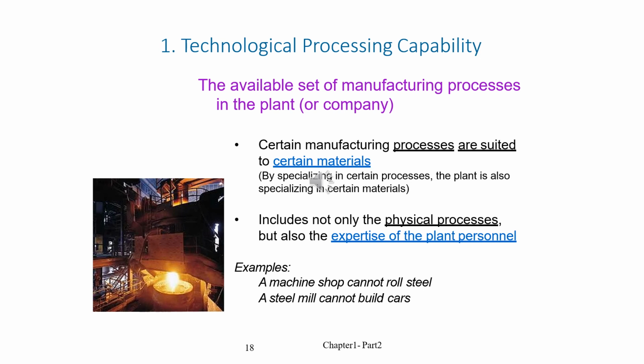So what are technological processing capabilities? It's a set of manufacturing processes in the plant or company. This includes skills, right? Also, processes are designed for certain materials, right? So when we needed ventilators, you can't just automatically turn a car factory into a ventilator factory. This is from the pandemic. It just wasn't suited for that, right? The materials are different, everything like that. They eventually converted, but yeah, it took a while, right?